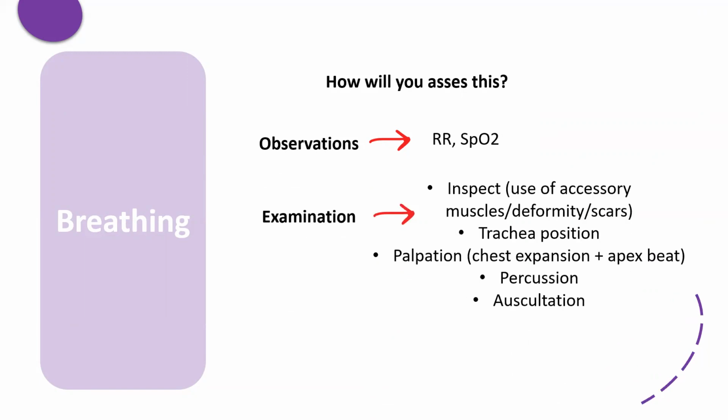So you want to start with observations, respiratory rate, oxygen. You want to do an examination. So again, inspect really quickly, check the trachea position, that's pretty important. Palpate, see the chest expansion, apex beat, percuss, and auscultate. And investigations, if required, things you can order are an ABG, VBG, or chest X-ray.